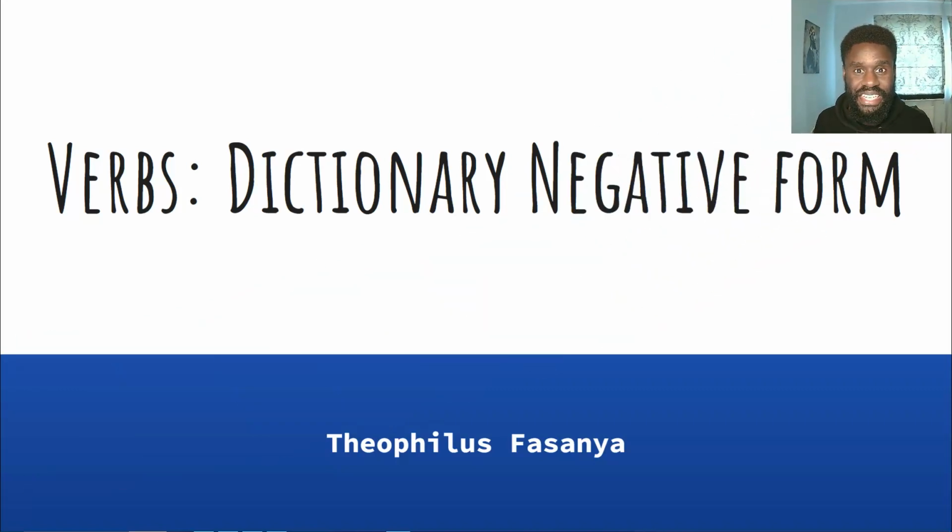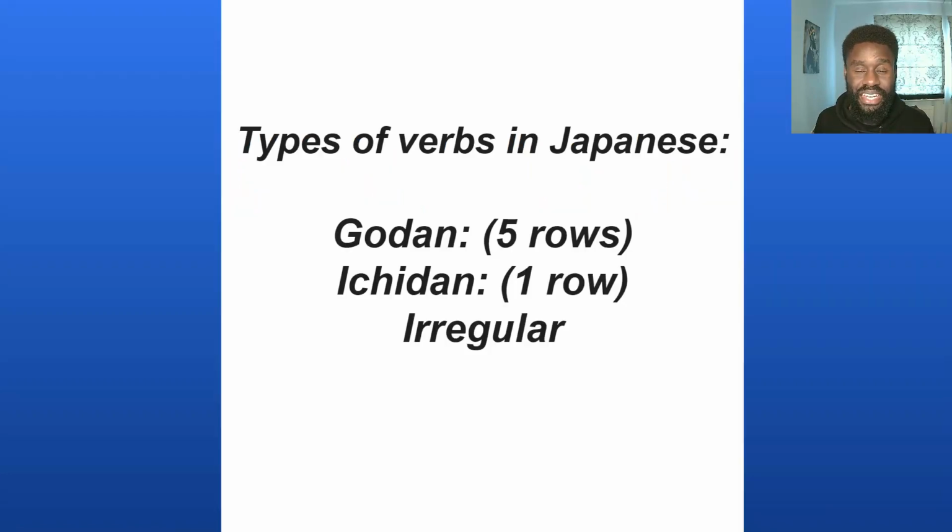Verbs dictionary negative form. In Japanese, there are 3 different types of verb: Godan verbs, Ichidan verbs, and irregular verbs. Today, we're going to be looking at dictionary negative form verbs. We're going to start with Godan verbs.